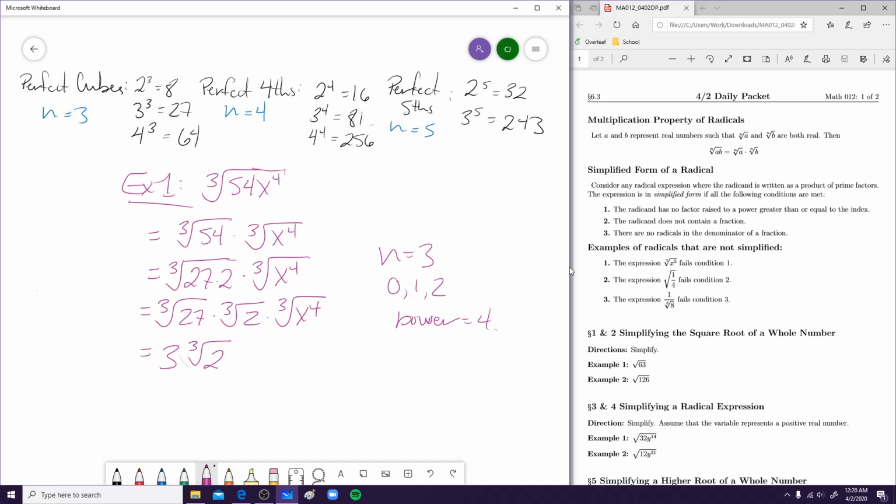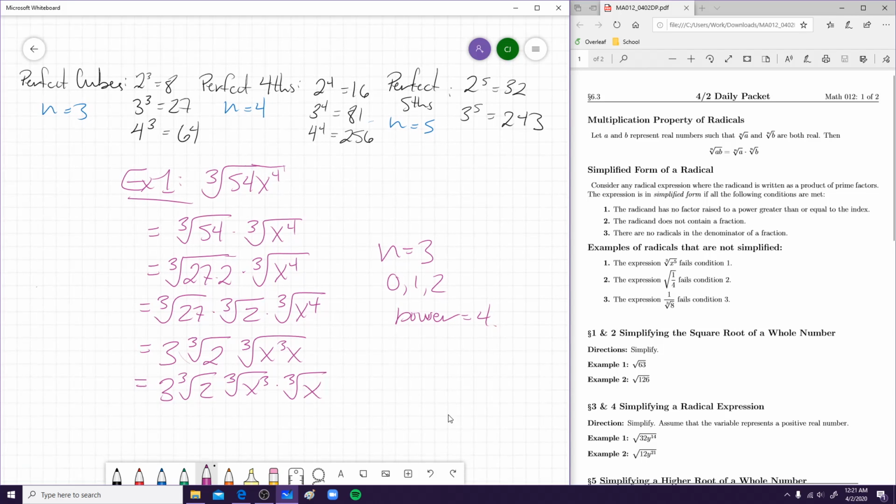So now I have to think, what is the first perfect power that this is? I guess our question is, how many times can 3 go into 4? In this case, it's 1. So then x to the fourth gets split into x cubed times x. Again, we're going to use the multiplication property. This becomes the cube root of x cubed times the cube root of x.